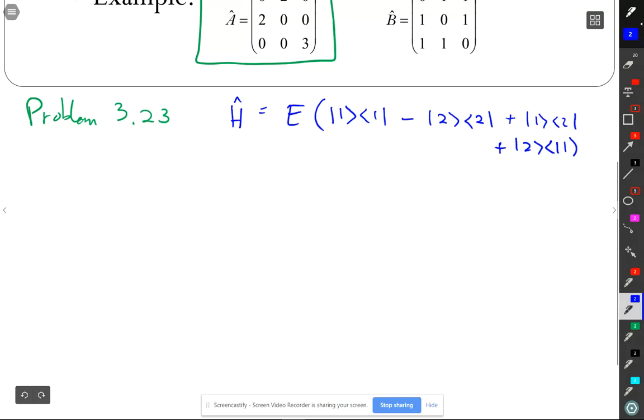Okay, we're given this Hamiltonian, and it says that |1> and |2> are an orthonormal basis. E is a real number with dimensions of energy. Find the eigenvalues, the normalized eigenvectors, and then the matrix H representing this Hamiltonian with respect to this basis. So right off the bat, how do I make a matrix for this Hamiltonian?